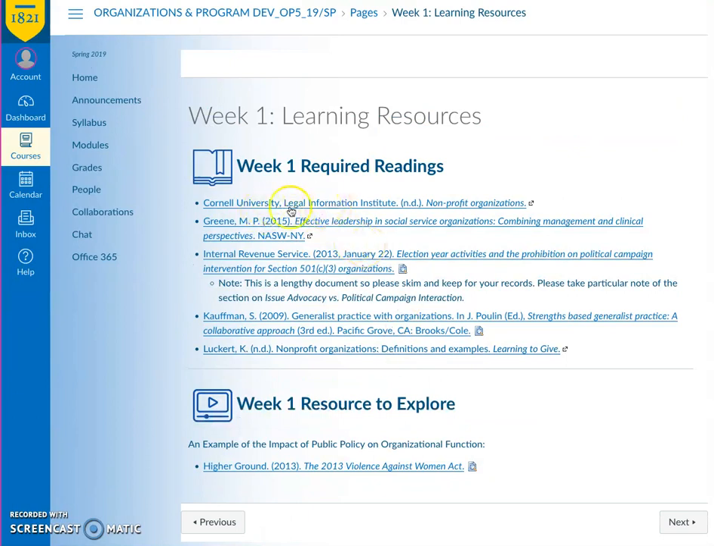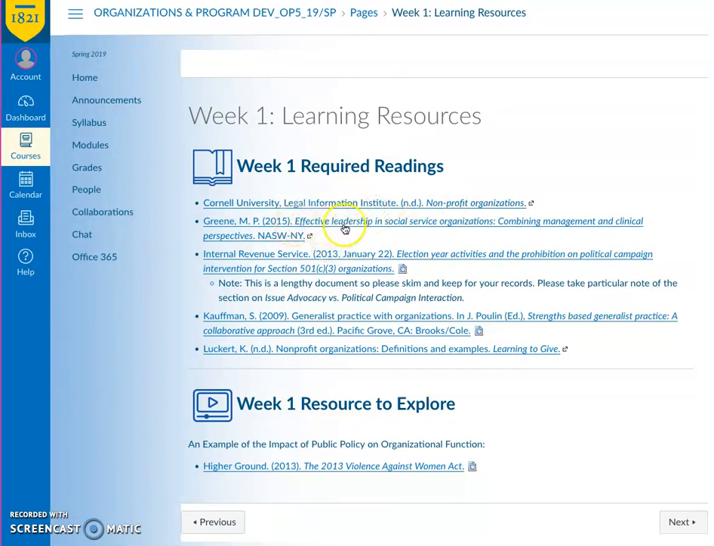So the first resource, which is the Cornell University resource, Legal Information Institute, Nonprofit Organizations, is a fairly short read. It'll help you define what a nonprofit organization is, what some of the different types of nonprofit organizations are, as well as provide some brief legal information about how nonprofit organizations are registered under federal and state laws and what the implications of their legal status are.